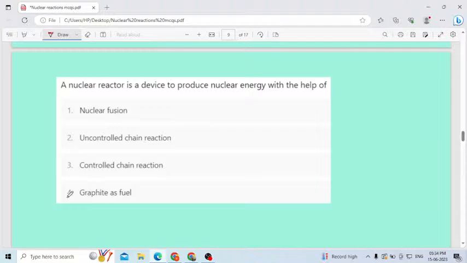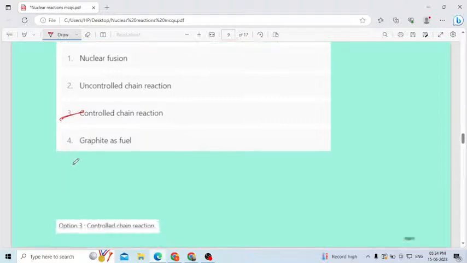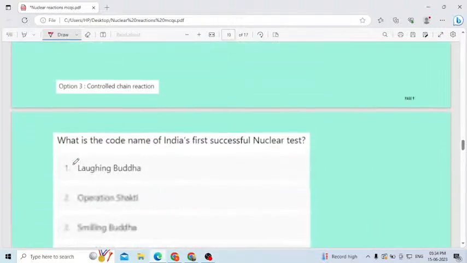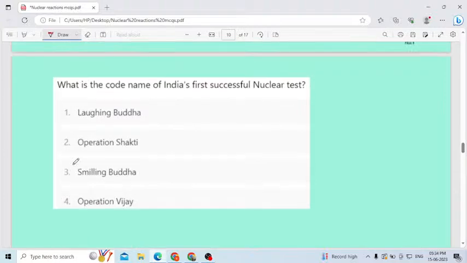Next, a nuclear reactor is a device to produce nuclear energy with the help of, easily you can answer this question. Now only I explain. First option nuclear fission, second one is uncontrolled chain reaction, third one is controlled chain reaction, fourth one is graphite as a fuel. Third option, a nuclear reactor is a device used to produce nuclear energy with the help of a controlled chain reaction. Easy questions, okay?